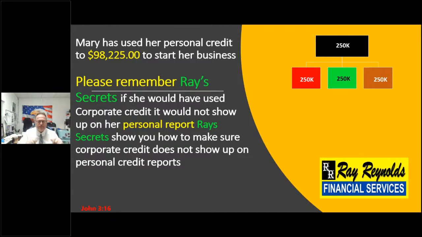Whoa, goody. When she used her personal credit, $98,000, and took her 800 score and dropped it to about 600, she called them up and said, "What did I do?" Or are they going, beep, beep, beep. They don't know diddly squat when it comes to this.